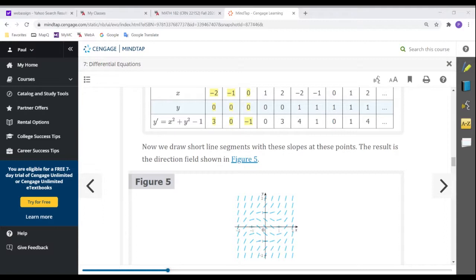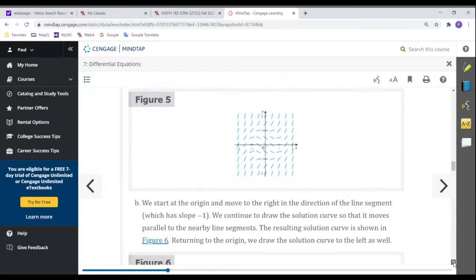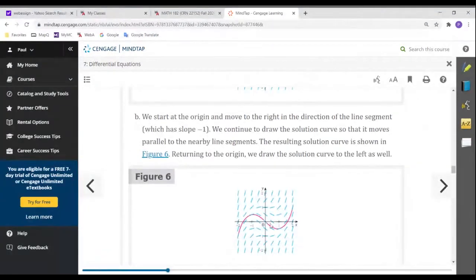Okay, very good. So all they're doing, it's not rocket science, although it's needed for rocket science. All they're doing is drawing tangent lines, and with enough of them, you get an idea of what the direction field is. And of course, you could then draw solution curves on your direction field.